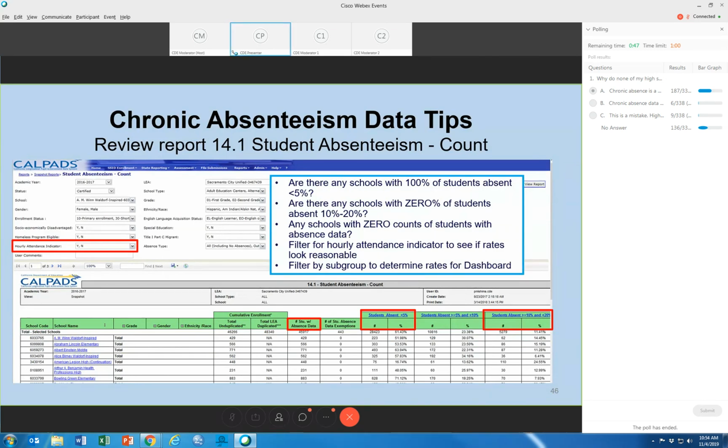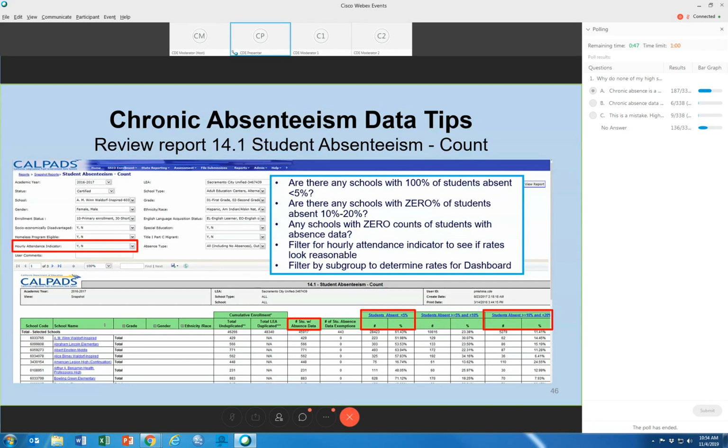So for your chronic absenteeism data, there is a report that CALPADS generates for this, and it's report 14.1. It will let you know which schools are those schools with 100% of the students absent greater than 5% of the time. Are there schools with 0% of students absent between 10 and 20%? Any school with a zero count, you might want to review that data to make sure that it was reported, because usually it's pretty unlikely that there's no students who missed any days.